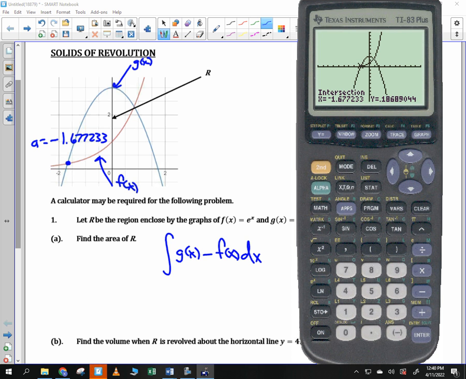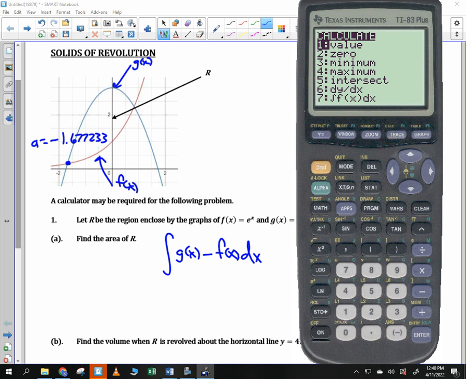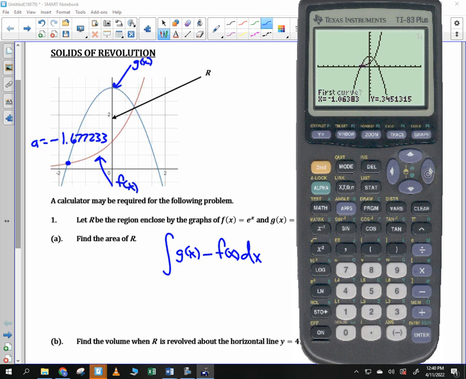I just moved closer to that intersection point. I'll do it again: second, calculate, intersect, number 5. And I move over to the right. I get this coordinate right there, which is B equals 0.83448687. So I'm going to put the bounds from A to B.